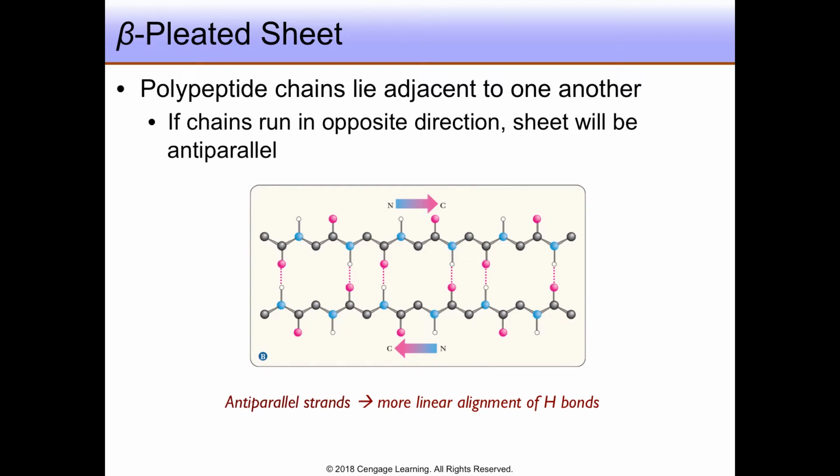In the case of antiparallel beta sheets, the hydrogen-bonded chains run in opposite directions with regard to the backbone. Note that in this arrangement, the hydrogen bonds adopt a more linear alignment. Can you imagine which of these two alignments might produce a more stable structure?